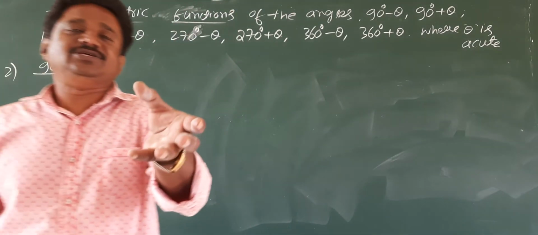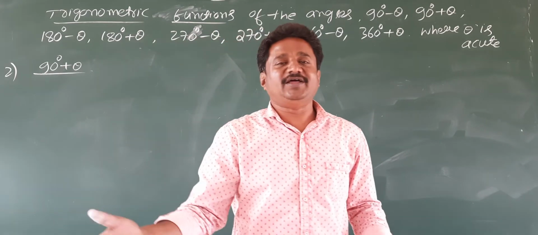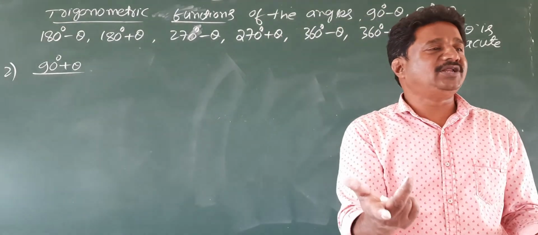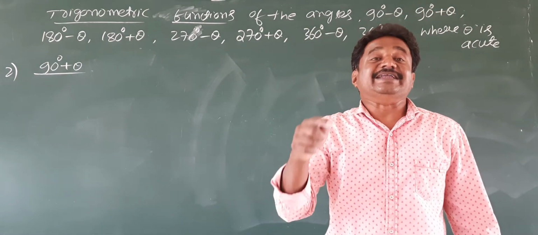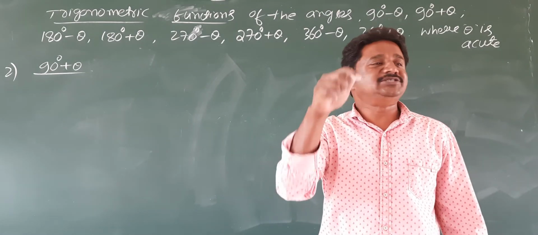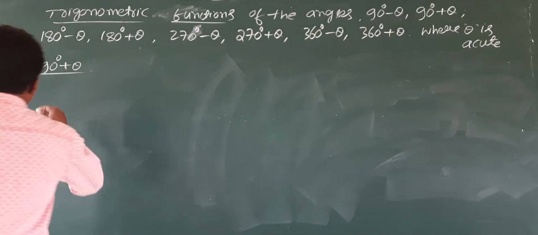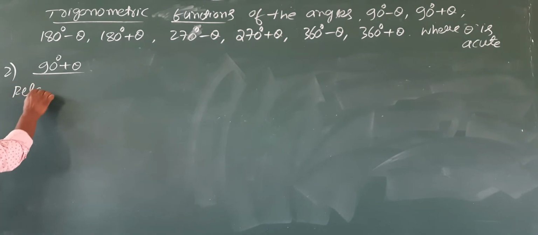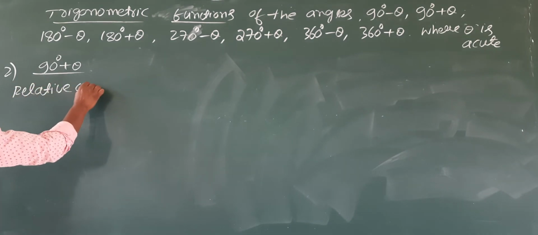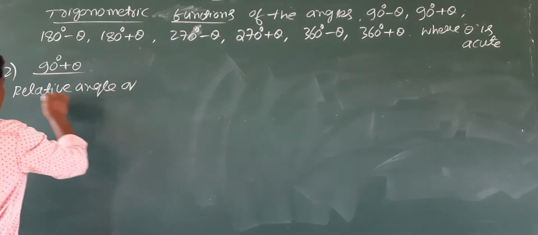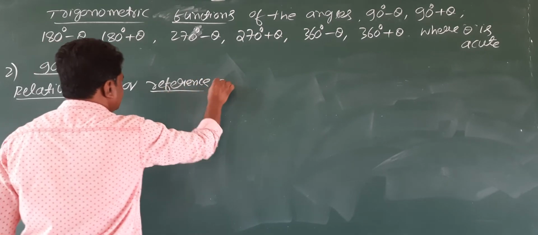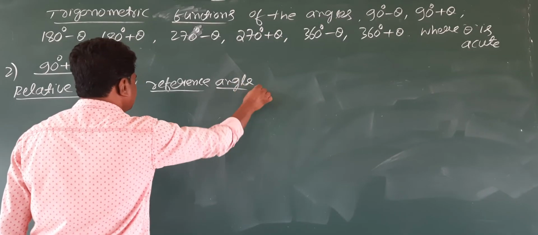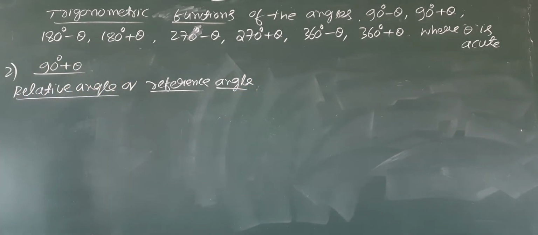So if a right angle triangle is not possible, where are opposite, adjacent, hypotenuse? No, we cannot do that. If this is the case, we use the relative angle or reference angle. The relative angle or reference angle is an acute angle.